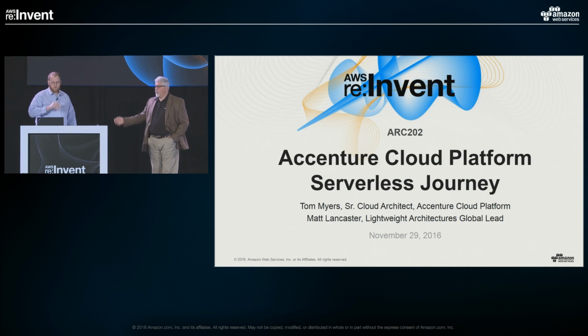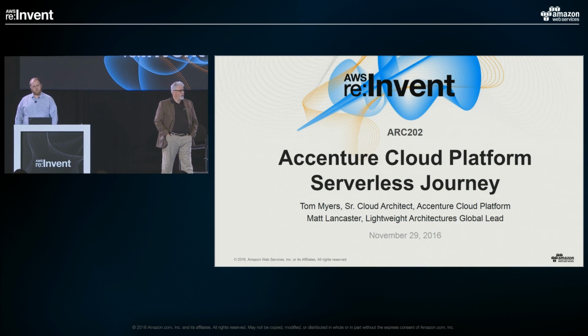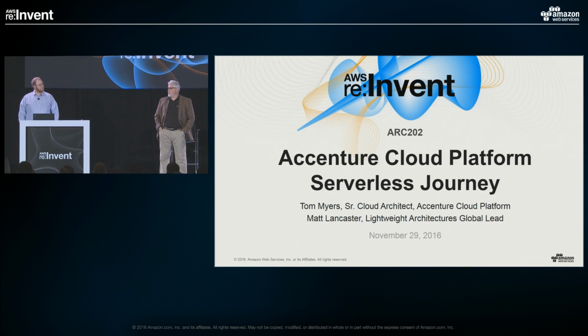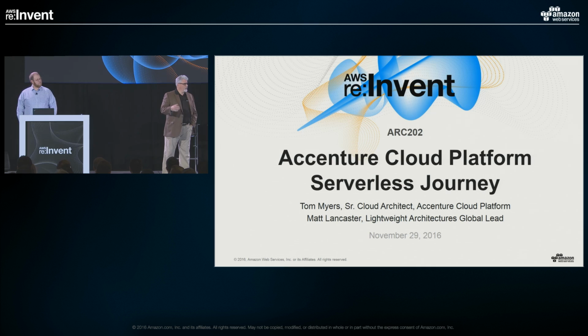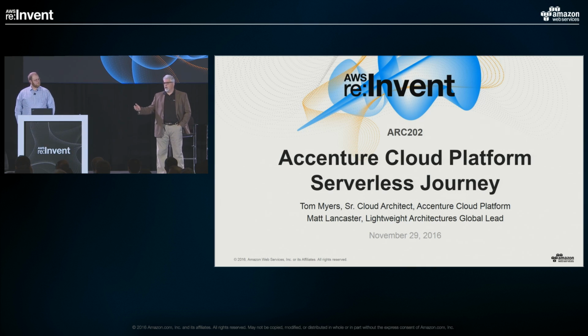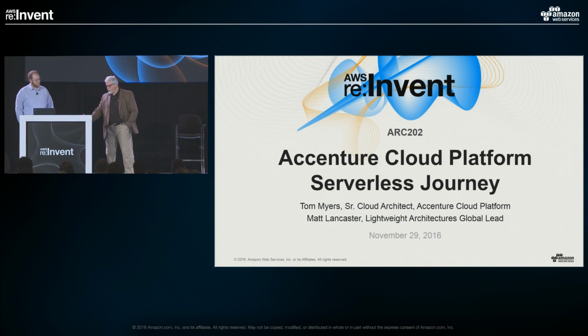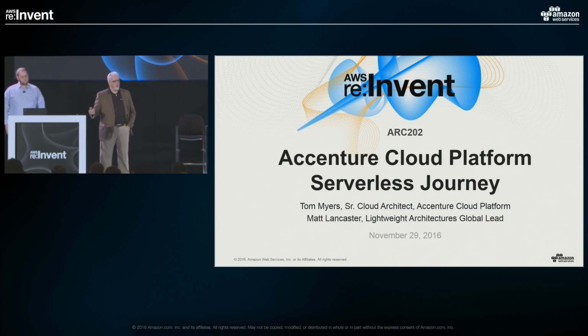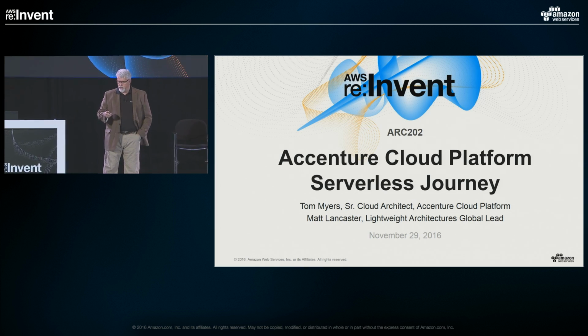And with me is Matt Lancaster. Matt is Accenture's global lead for lightweight architectures, and what that means is Matt takes things that we've tried out internally in places like ACP, and he takes those lessons out to our clients so they don't have to feel the same pain we did as we were building stuff out. So I'm going to start, talk a little bit about that, and then I'll hand things over to Matt, and Matt will tell you some nice stories about some things we've done at our clients.